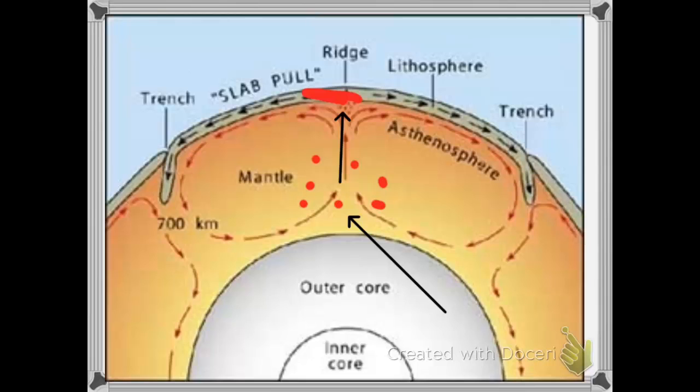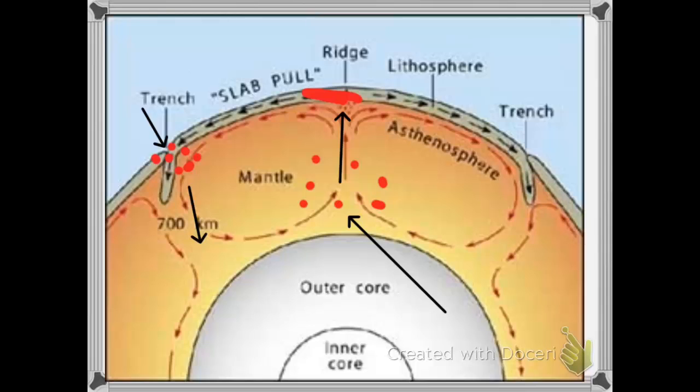And then when it hits another plate, like right there, now the rock is much more dense. It's had millions and millions of years to cool, and so now those particles are much tighter together. So they are more dense and they are going to sink deep into the mantle.